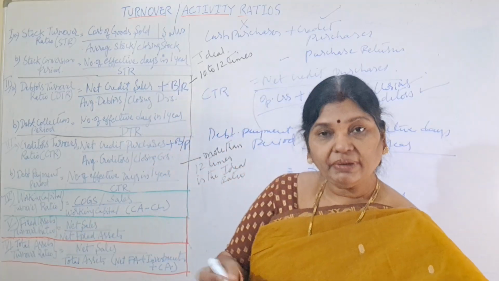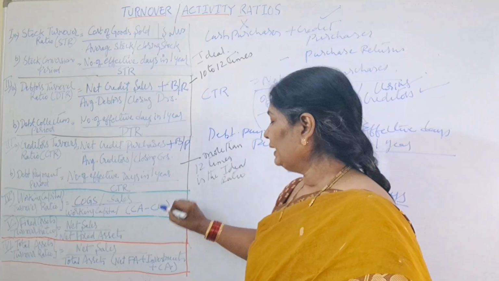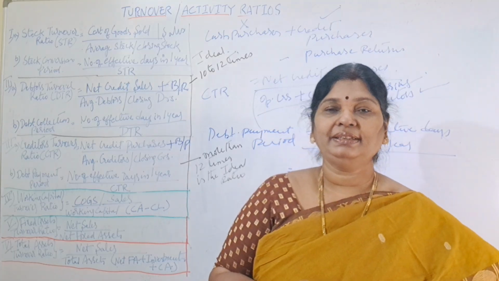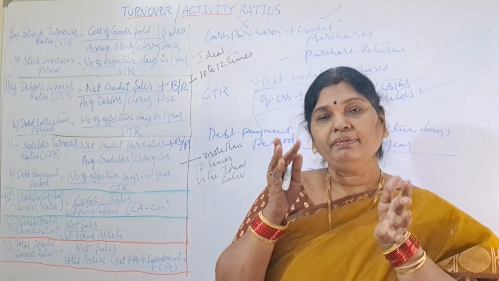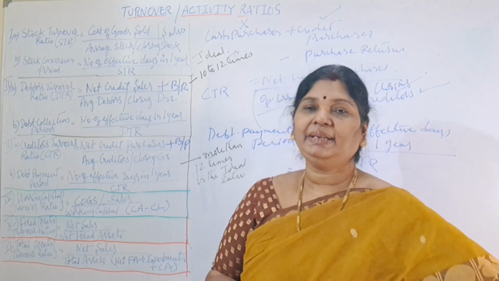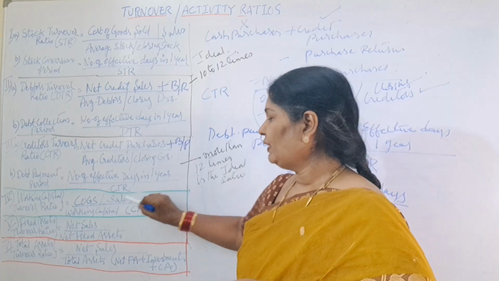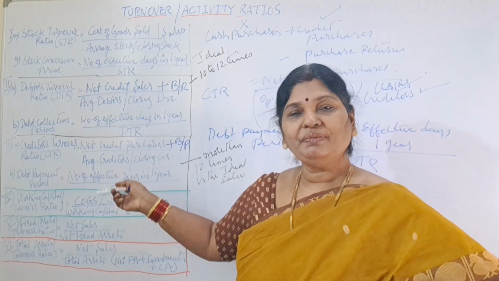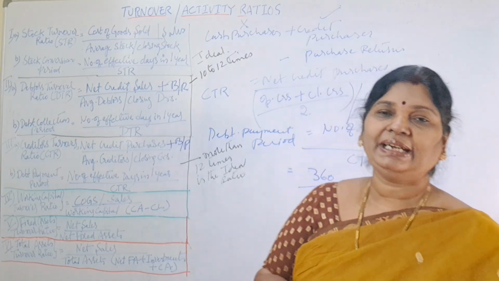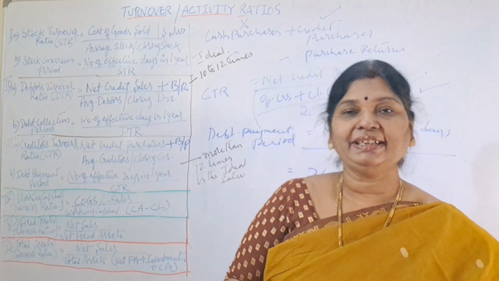What is the formula for working capital? Current assets minus current liabilities. Means what is the value of our current assets, from that you deduct current liabilities, then you will get working capital. So the formula is what? Cost of goods sold by working capital. Suppose if cost of goods sold is not given, then sales by working capital.